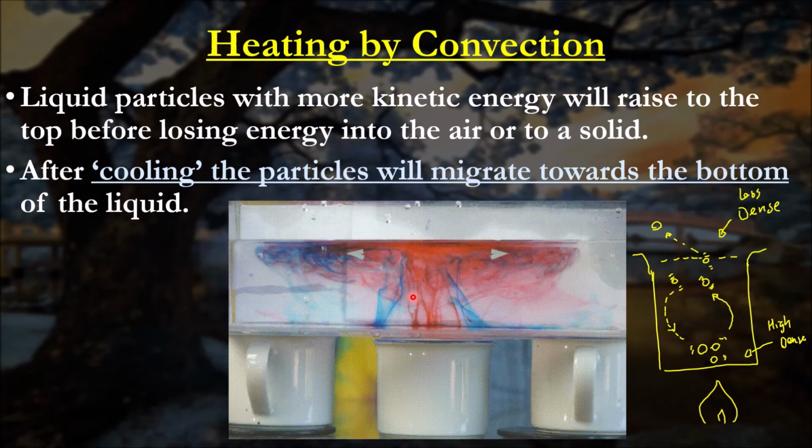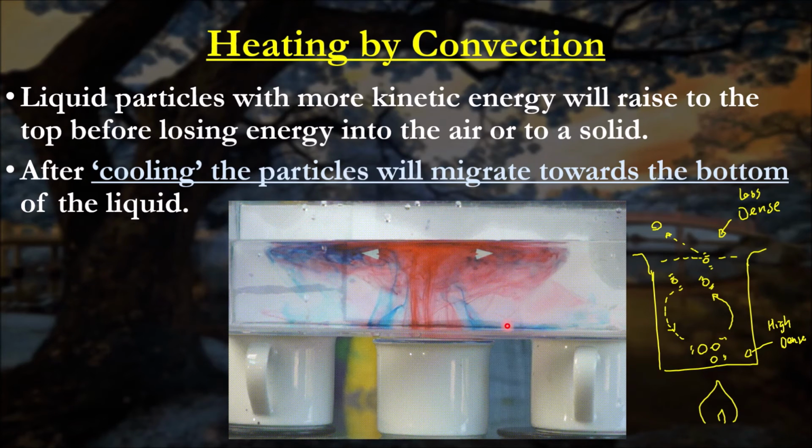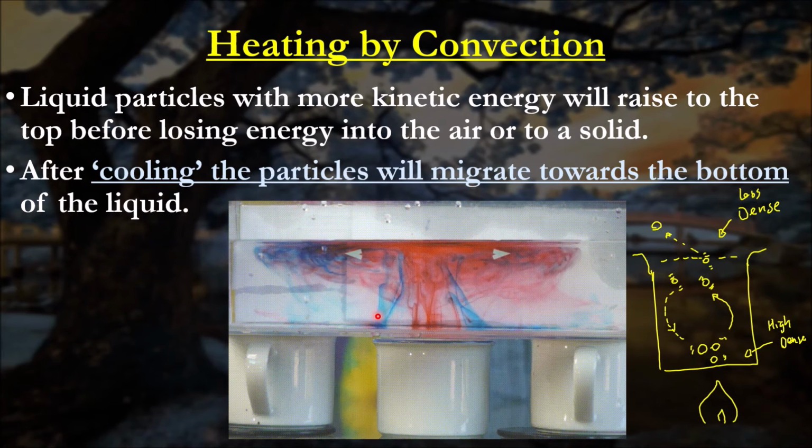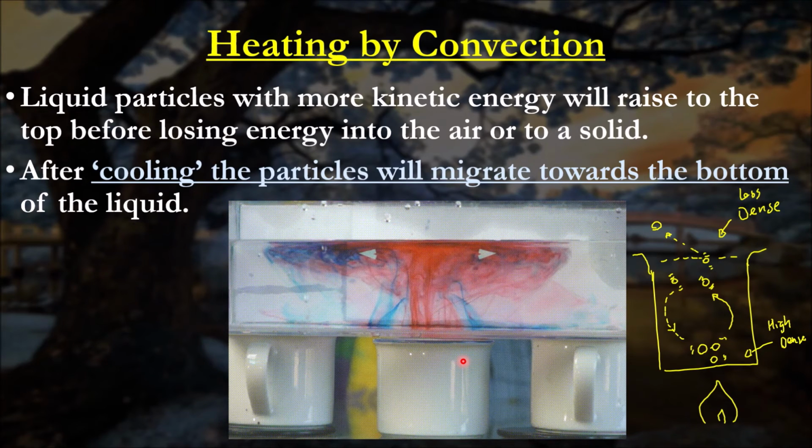You can use a couple of different color dyes, and it can show you the different kinds of convection currents you can see. You can also do this with some simple beams, and it does the same trick.